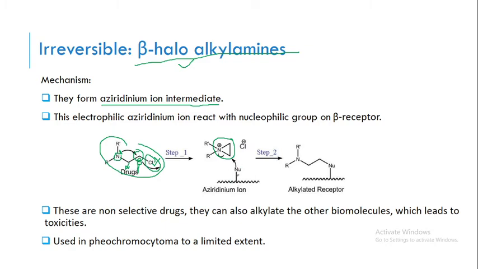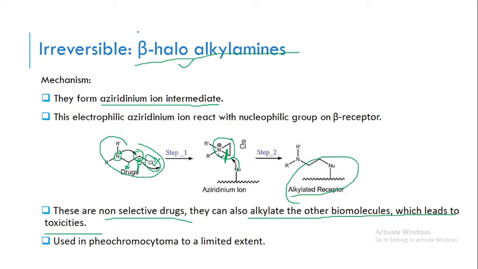and on the receptor various amino acids are there, and due to that a nucleophile attacks at the center, and this aziridinium ion, that is the aziridinium ring, is cleaved. After cleaving, the receptor is alkylated, and ultimately in this way it produces the antagonist effect. So these are non-selective drugs. They can also alkylate other biomolecules, which leads to toxicities. So the main mechanism of such drugs is alkylation of the receptors, or you can say biomolecules, by aziridinium ion formation.